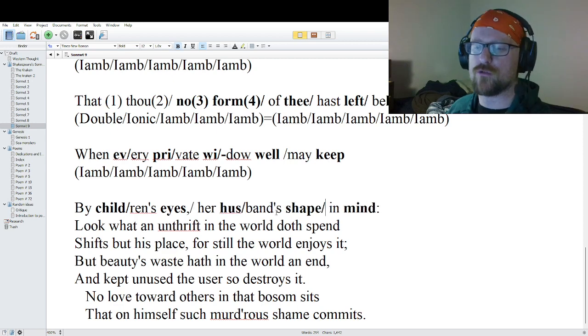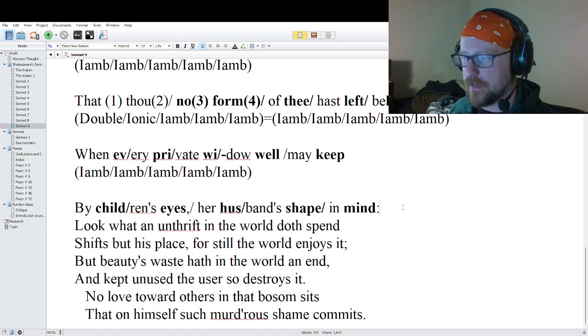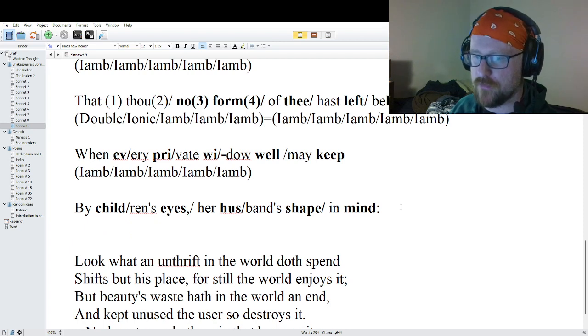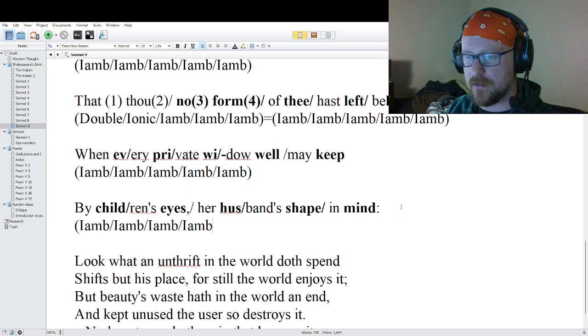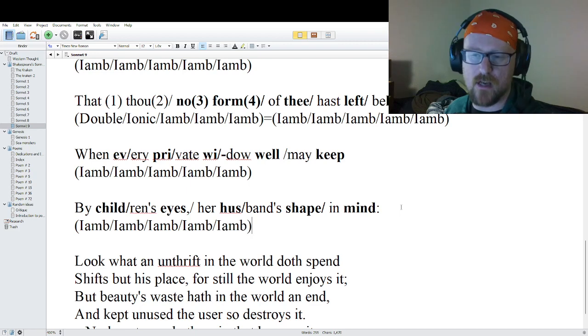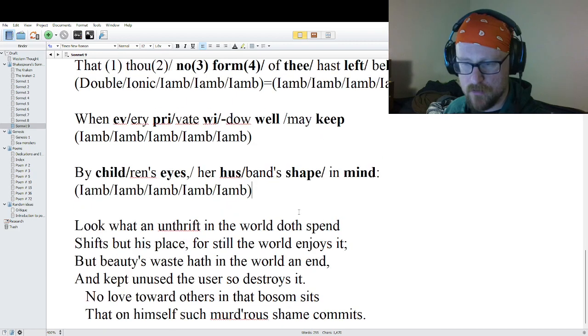"By children's eyes, her husband's shape in mind," right? Pretty iambic pentameter, guys. There's nothing extraordinary about this line. Pretty simple line to scan. Beautiful, right?